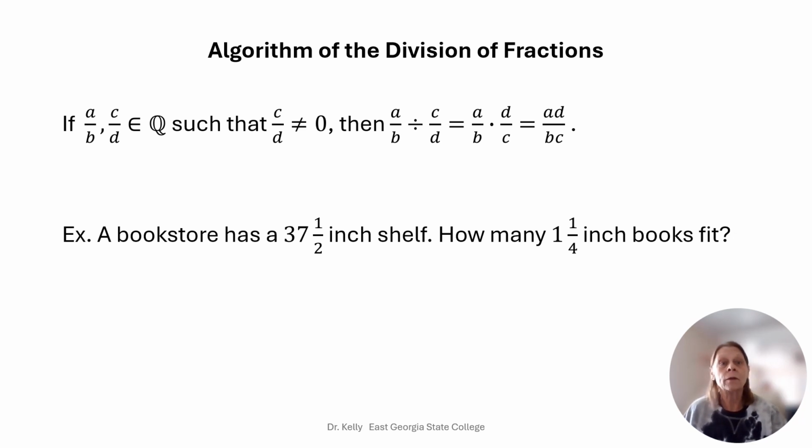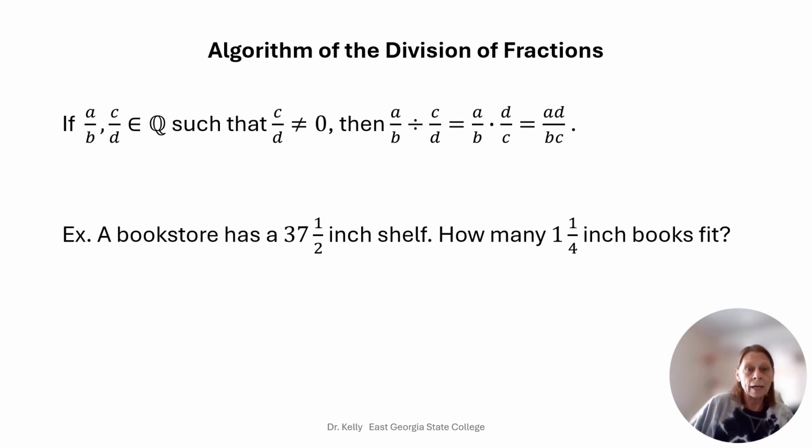There's an algorithm for the division of fractions. A over B, C over D are rational numbers such that C over D is not equal to 0. Also, B and D are not equal to 0. Then this is true: A over B divided by C over D is equal to A over B times D over C.